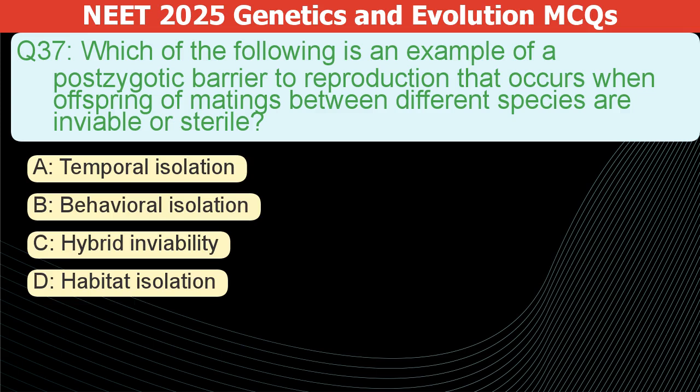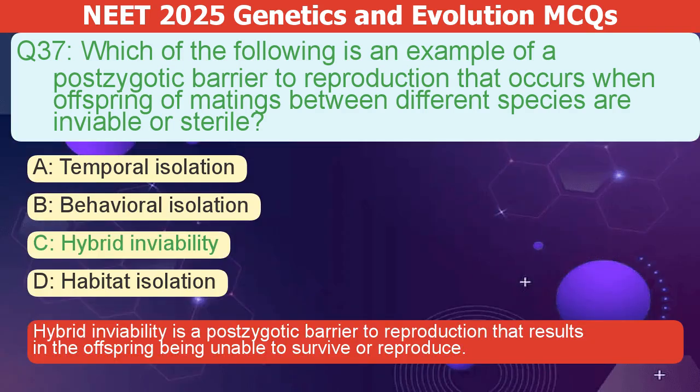Which of the following is an example of a postzygotic barrier to reproduction where offspring from different species are inviable or sterile? A. Temporal isolation. B. Behavioral isolation. C. Hybrid inviability. D. Habitat isolation. The correct answer is C.